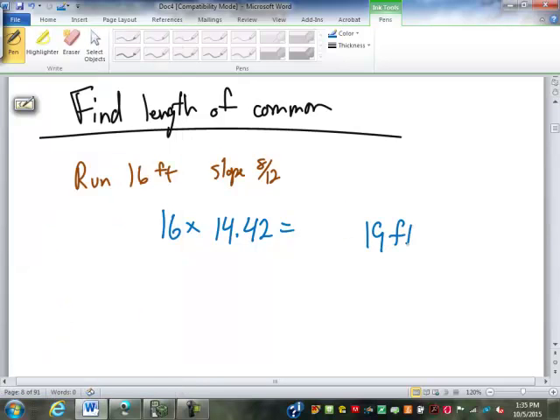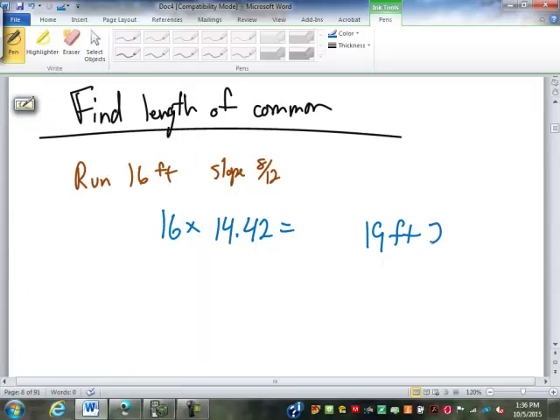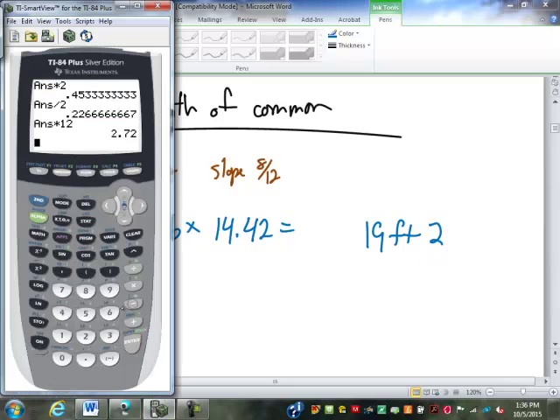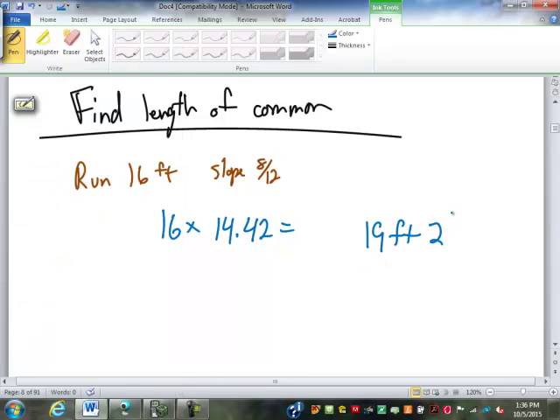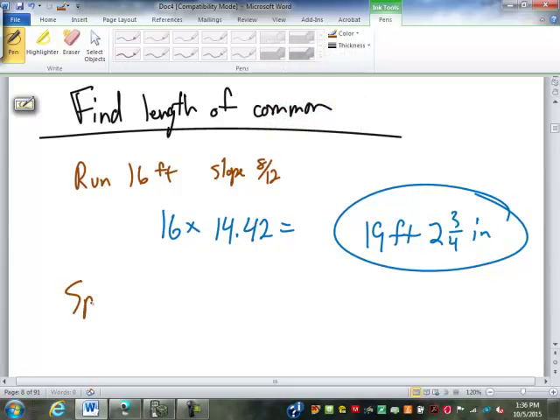19 feet, minus 19 times 12, take it back to inches. Careful, I screwed up. So now we're back. So it's 2.72 inches, right? So it's 2 inches, subtract 2. Times 16. 11.52, so that's 12, so that's 3/4. 19 feet, 2 3/4.